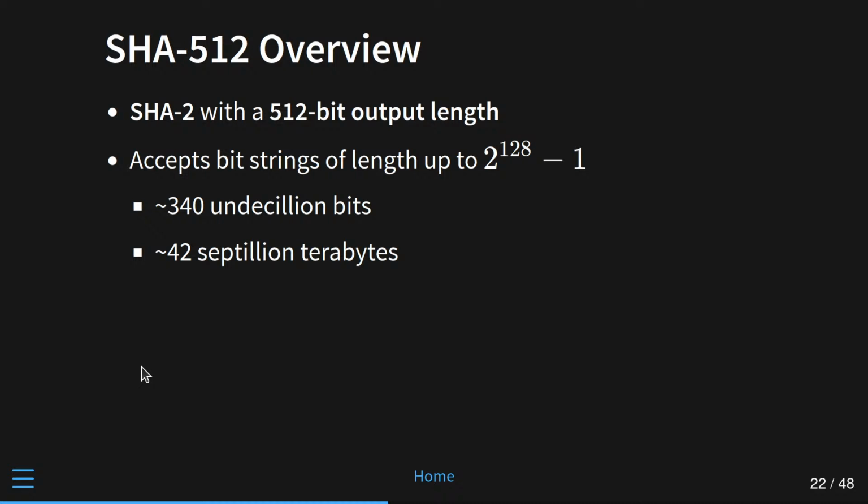SHA 512 accepts bit strings. Why do I say bit strings? What else am I going to say? I don't really want to say files every time because they don't have to be files. It can be concatenations of files. It can be other forms of information. It can be executables, which are not necessarily a file, right? It can accept bit strings of length up to 2 to the 128 minus 1 bits, not bytes.